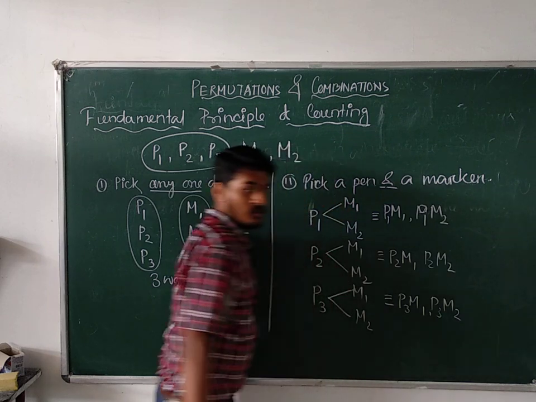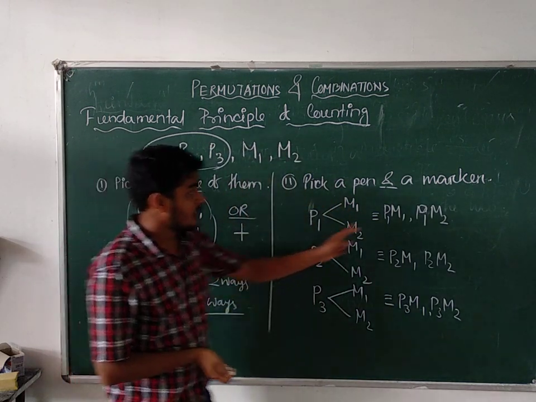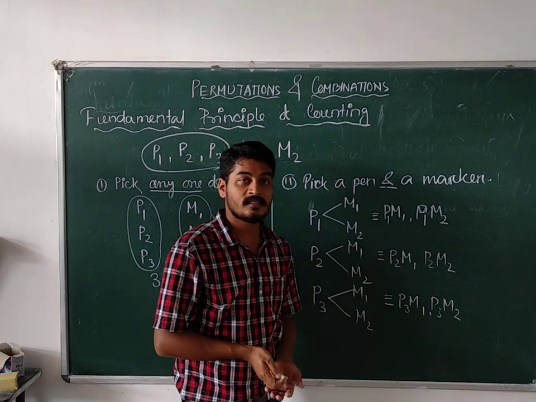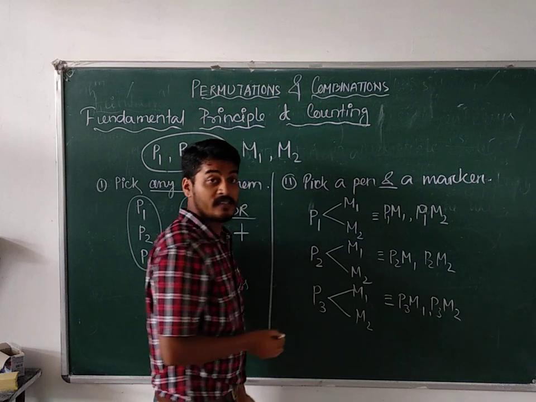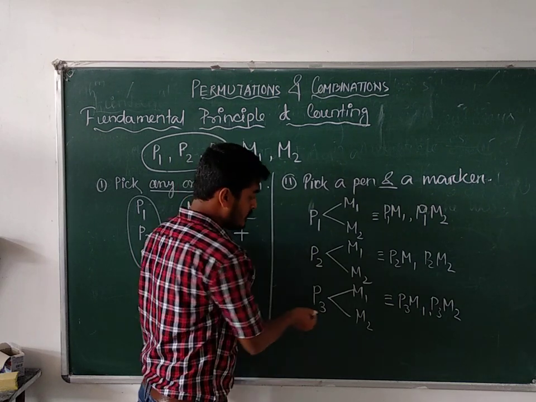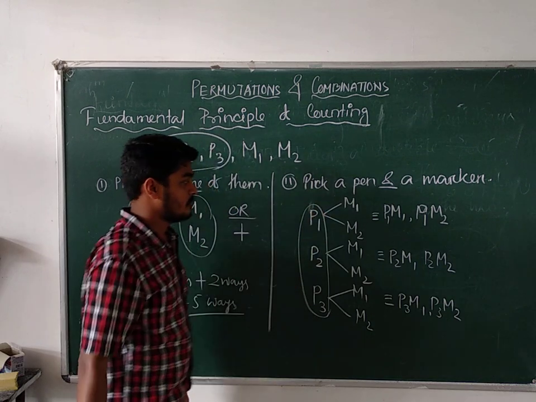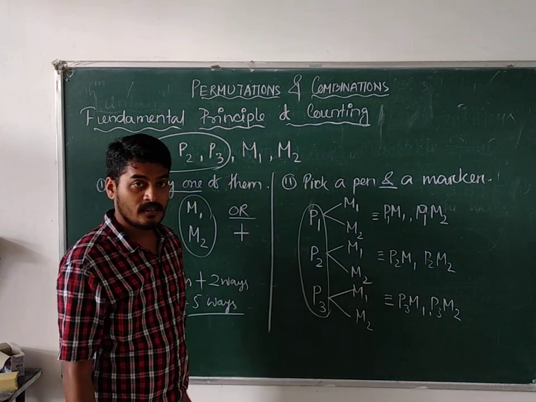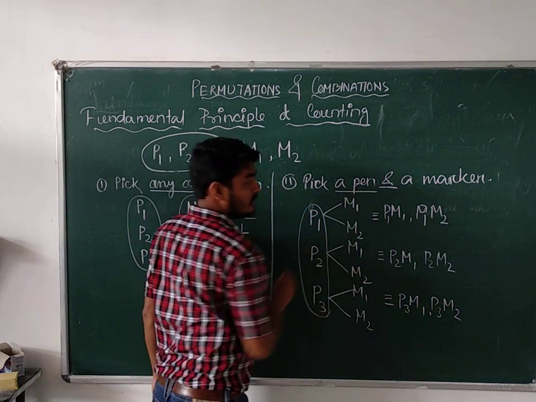So what is the total number of ways? How many ways have you got? 1, 2, 3, 4, 5, 6. Actually, whenever the word we have used is "and", how many ways can you select a pen? 3 ways. That means the total number of ways of selecting a pen is 3.